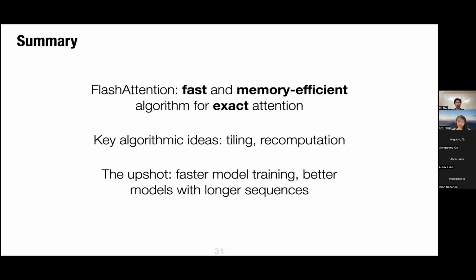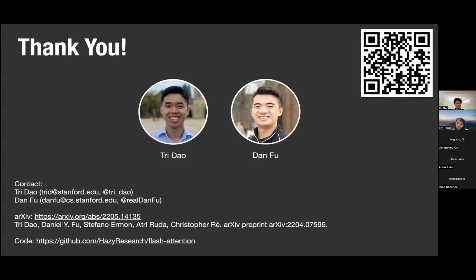So in summary, flash attention, it is fast, it is memory efficient, and it is exact. So it doesn't do any approximation to attention. And the two key ideas are tiling and recomputation. And the upshot is you get faster model training, or you get better models with longer sequences. And with that, I'd like to conclude.